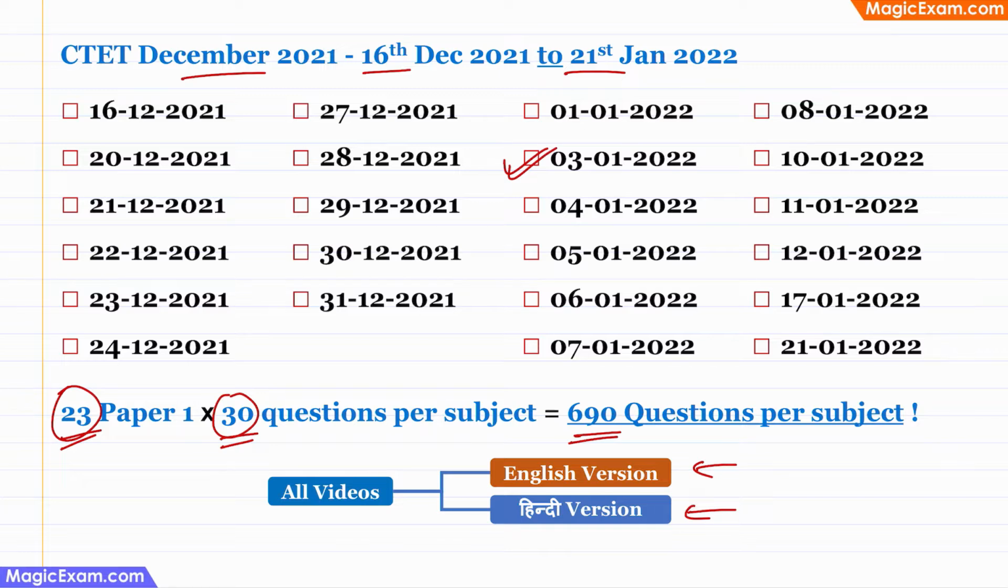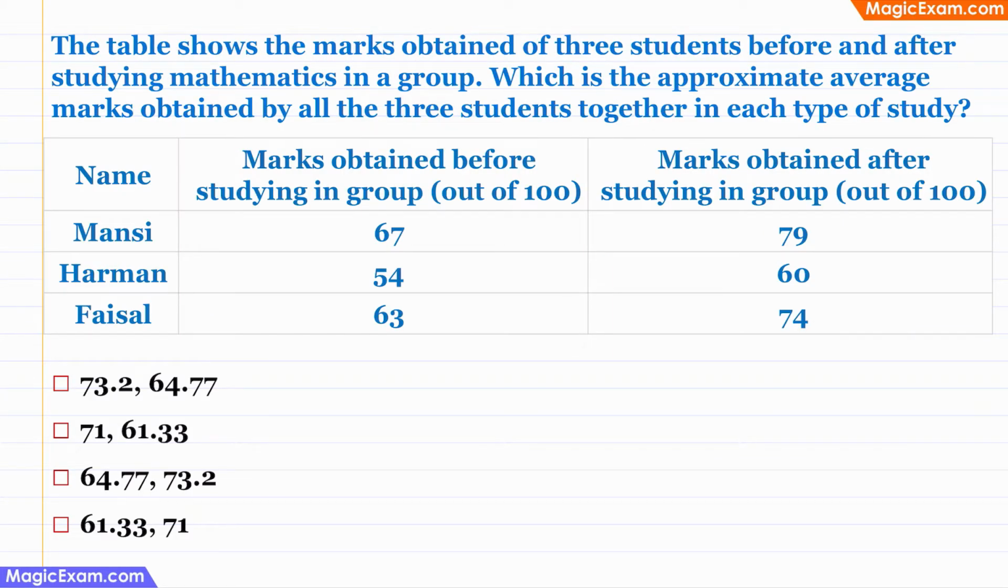So let's get started. The table shows the marks obtained by 3 students before and after studying mathematics in a group. Which is the approximate average marks obtained by all the 3 students together in each type of study? So this question is just asking us to calculate the average for this group and this group of marks. Now, if you look at the answer options, there are no repetitions. All the 4 options have different values. Therefore, we just have to calculate for one set and we should be able to identify the correct answer.